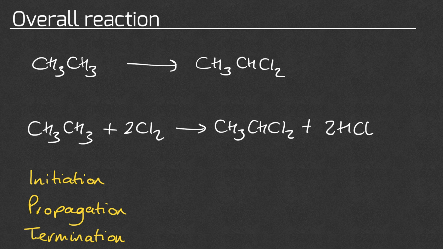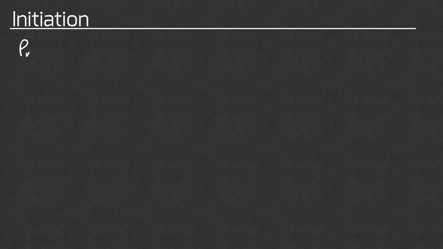This is the overall equation, but each time this process happens, there are actually 3 separate steps happening, which we're going to learn about in detail now. These are the initiation step, the propagation step, and the termination step. The initiation step produces the free radicals.